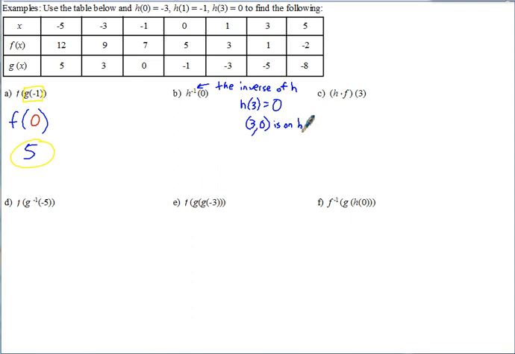So since that's on h, remember the inverse, the x and y coordinates are switched. It reverses what the original function does. That means when you plug in 0 for the inverse, you get 3 out. x and y are switched, so that's the point that's on the inverse function. And that means when you plug in 0 there, in the inverse you get 3. So the inverse of h of 0 is 3.